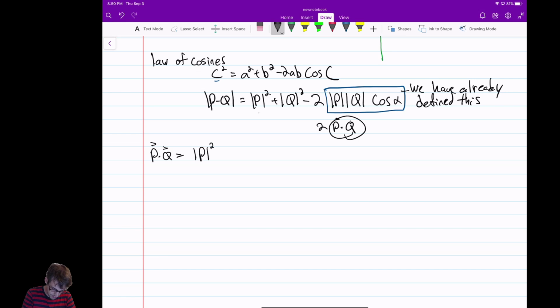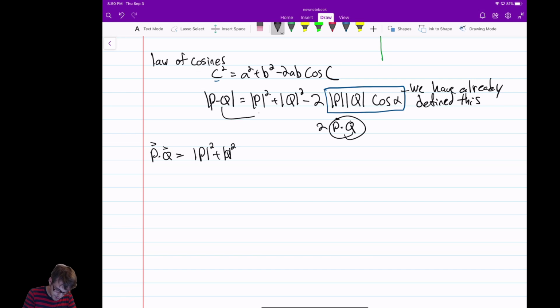The length of P squared plus the length of Q squared minus 2. Well, let's wait a second. Let's make sure I'm not missing anything here. Yes, okay, that's good. I got confused for a second.